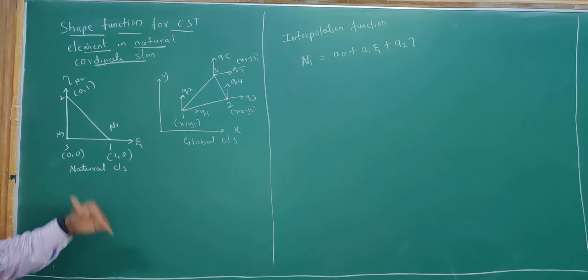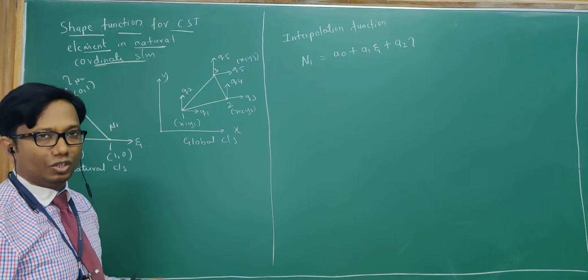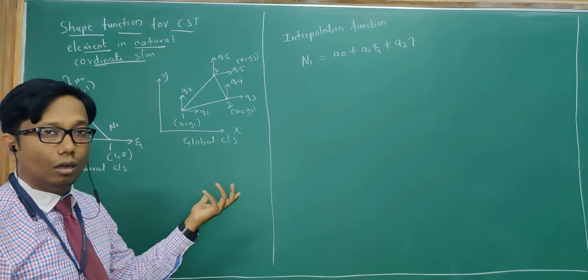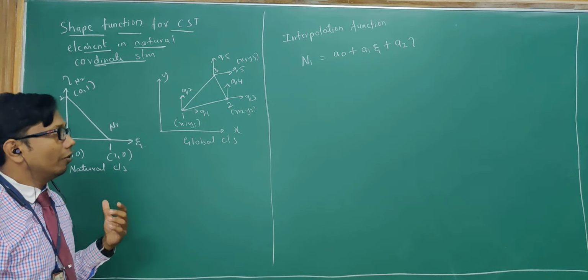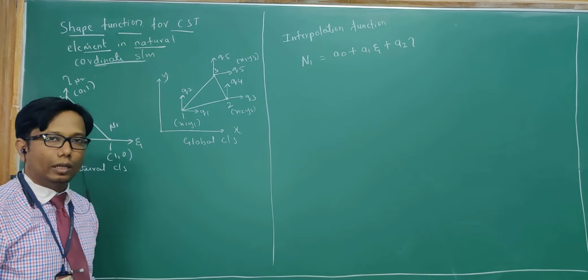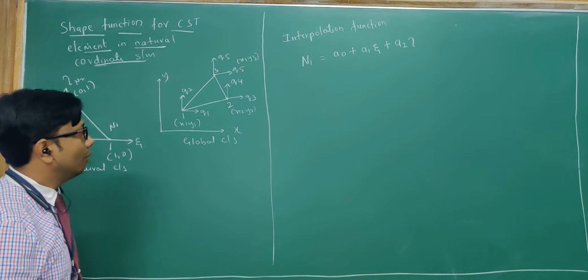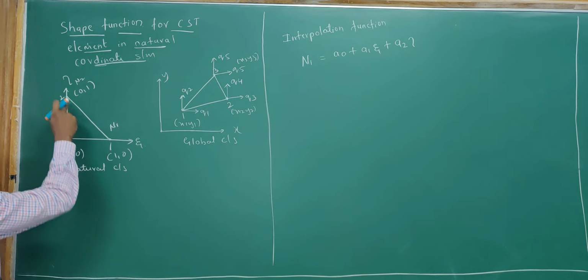Based on this linear interpolation function, we will be trying to find out the values of the shape function. Later, in advanced FEM, you can use quadratic or cubic interpolation functions to get the shape function values more accurately. So how to find out these values? We will be seeing 3 different nodes here, 1, 2 and 3.